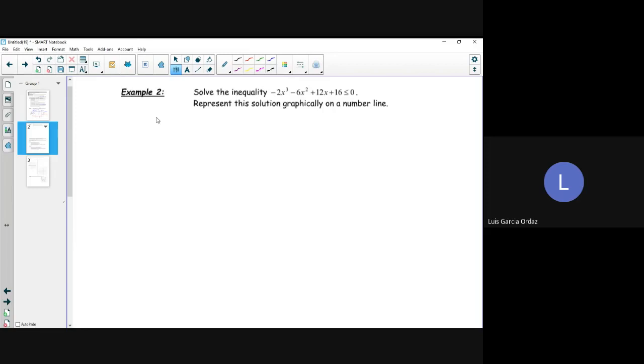So for example 2, we want to solve the inequality negative 2x cubed minus 6x squared plus 12x plus 16 is less than or equal to 0. So how can we figure out how to factor this? What's the first thing we're going to use? Factor theorem. So we're going to use factor theorem.